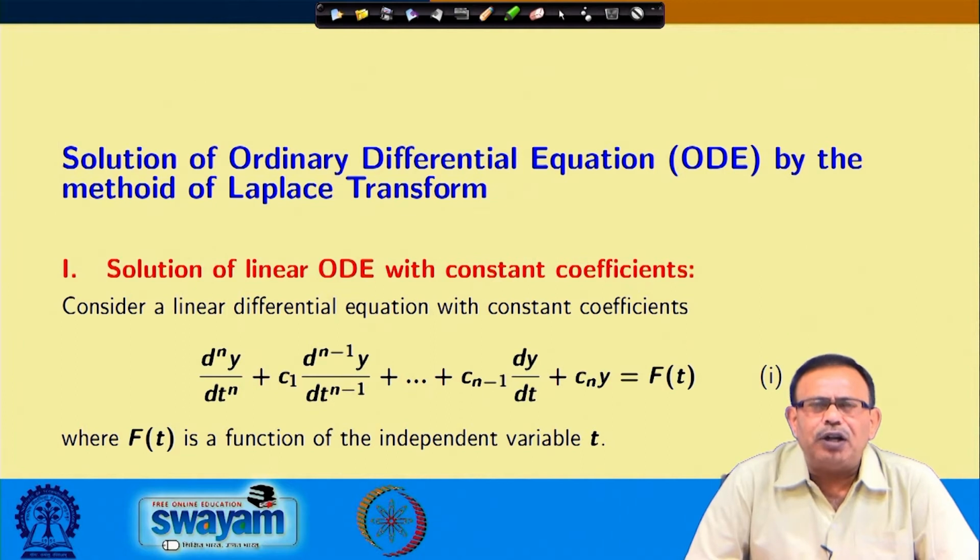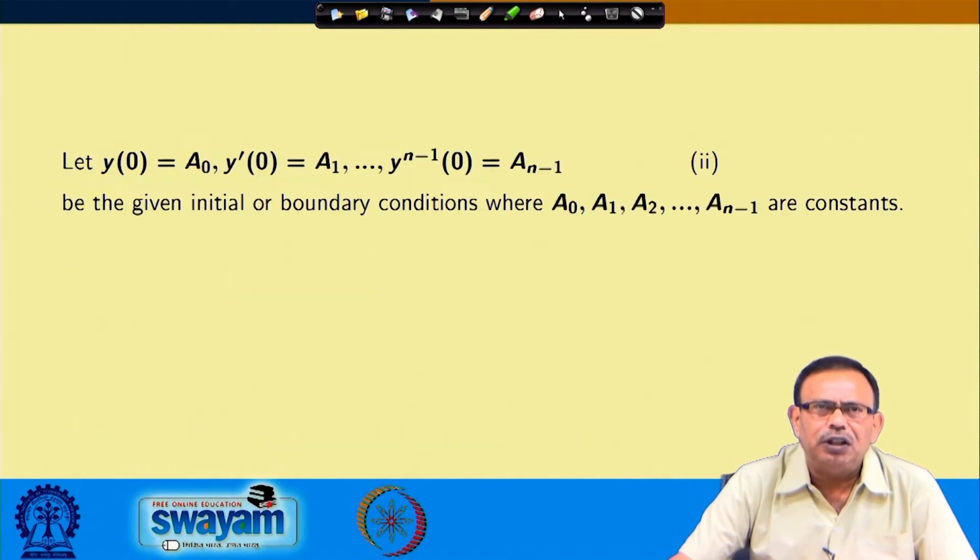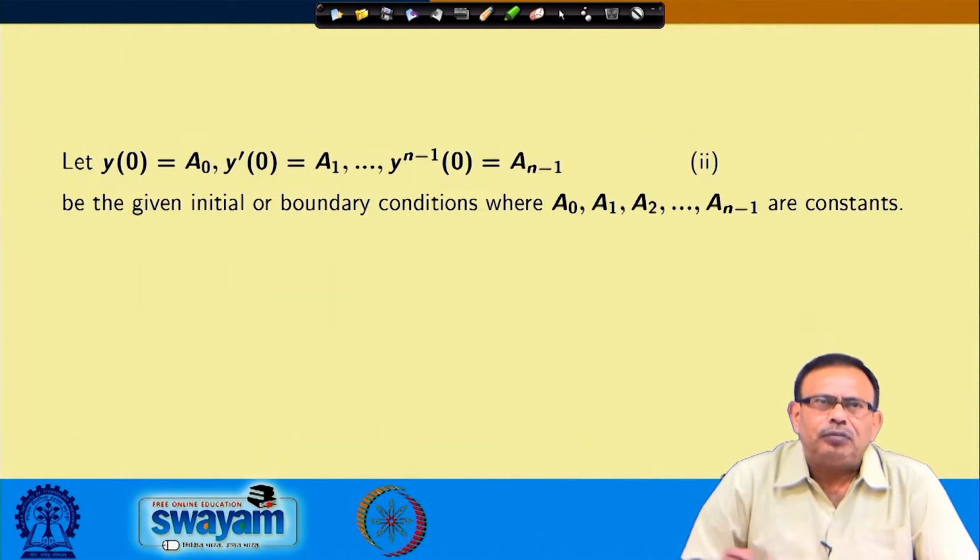Whenever you try to find out the solution in the normal classical approach, we use the CF and the PI. We find out CF, we find out PI, and from there we try to find out the values of the arbitrary constants. So, we are assuming a set of initial or boundary conditions are given, like y(0) equals a 0, y dash (0) equals a 1, y^(n-1)(0) equals a n minus 1, where a 0, a 1, a 2, a n minus 1 are constants.